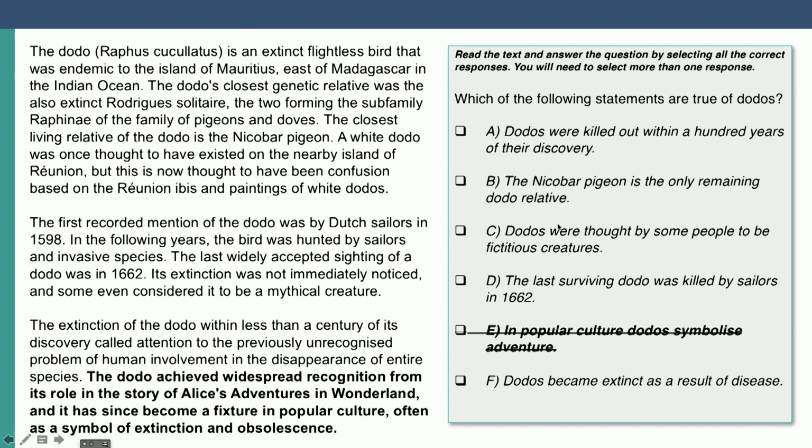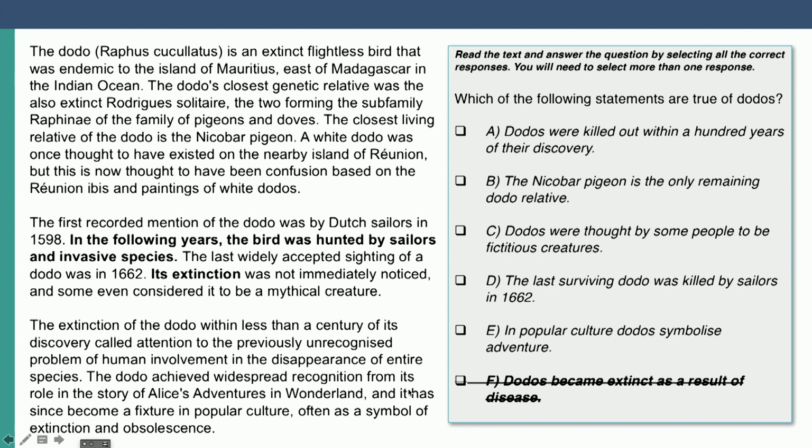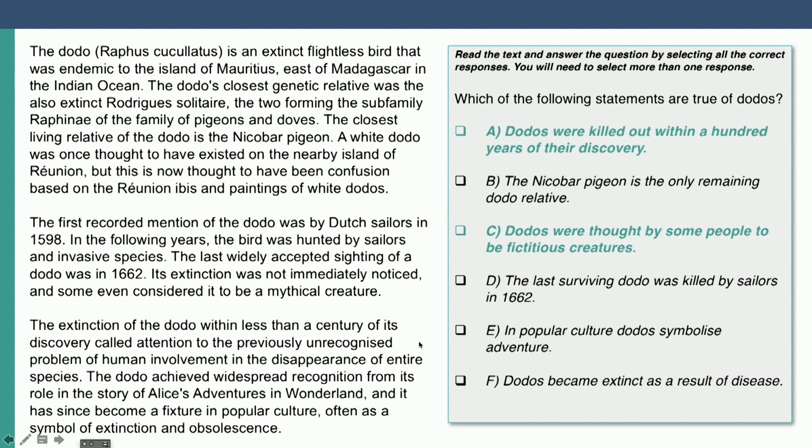Okay, now let's check out F. Dodos became extinct as a result of disease. Now, was there anywhere in the text where you read something about disease killing out the dodos? Because maybe it just didn't say that. And if it just doesn't say that, it's probably going to be contradictory or wrong, right? Anyway, let's find out where in the text it is. Well, it says, in the following years, the bird was hunted by sailors and invasive species. It doesn't say anything about becoming extinct as a result of disease. The answers, my friends, are A and C. There you go.